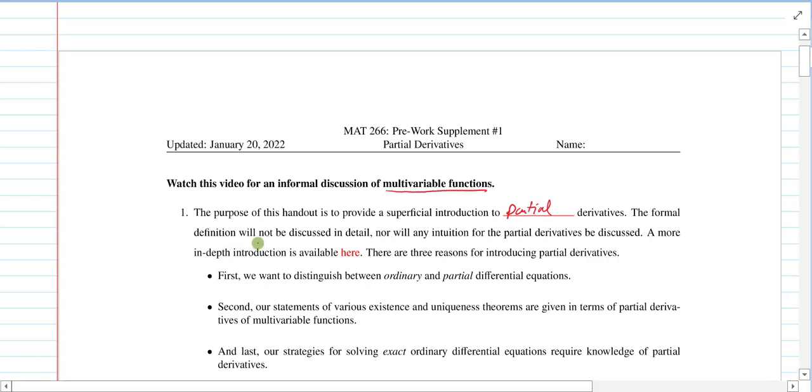So I'm not going to give a full introduction to partial derivatives. If you are interested in those, please click this link here where I do a similar pre-work to this, but it is a much more thorough introduction to partial derivatives.